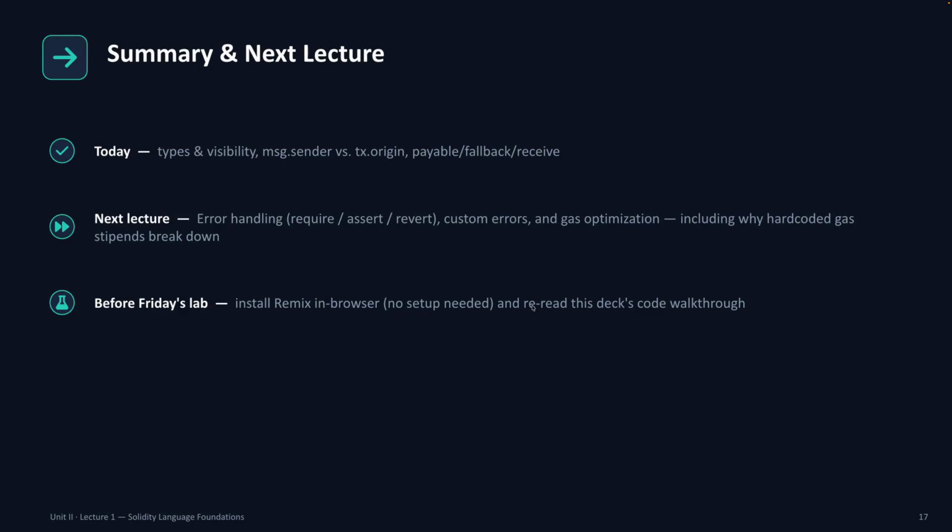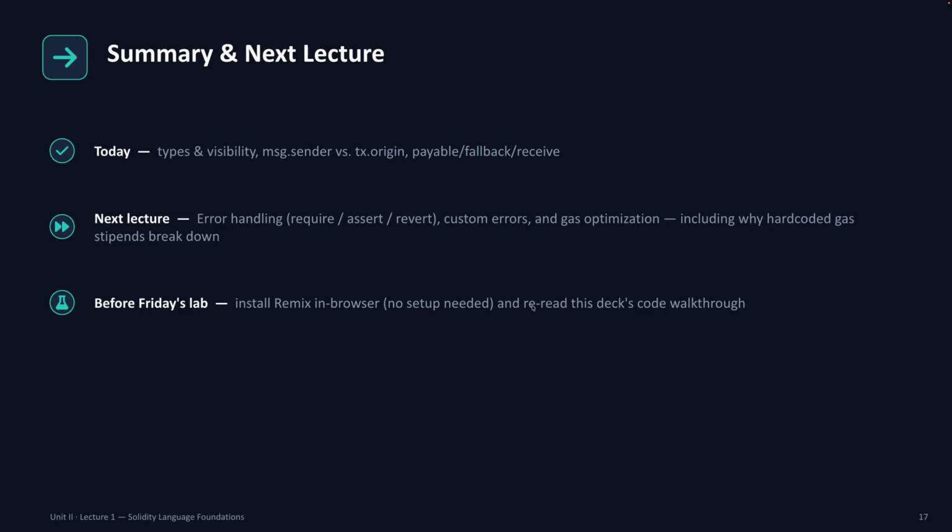So let us summarize what we have learned today. We have looked into types and visibility. In types, we went over value types and reference types. And in visibility, we have looked into public, external, internal, and private. Then, for authorization purposes, we have checked msg.sender and tx.origin and the harms of using tx.origin. At last, we looked into payable, fallback, and receive.